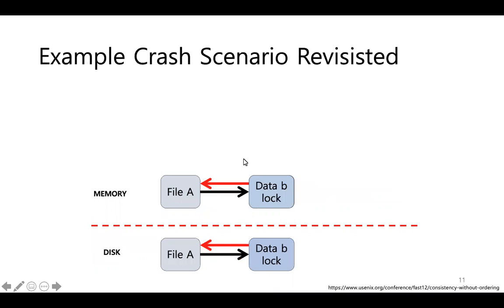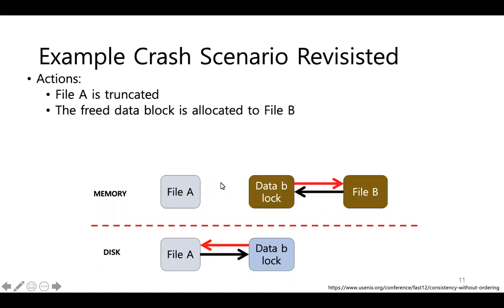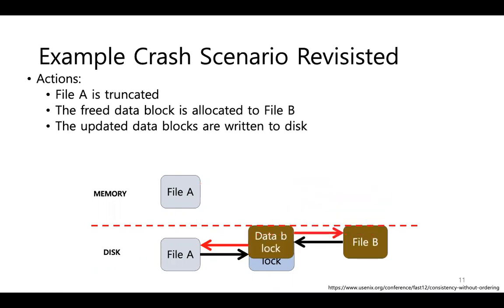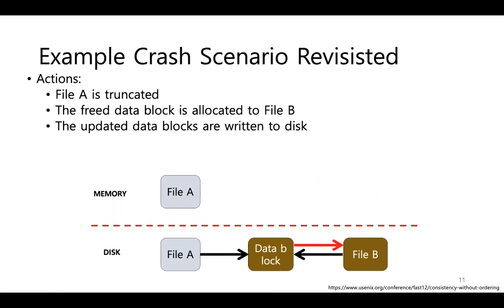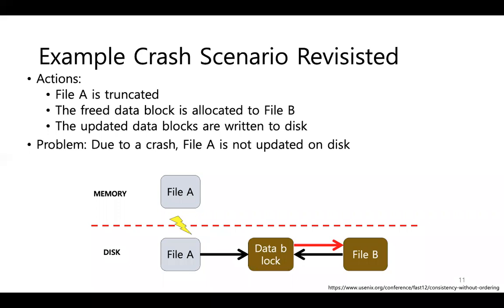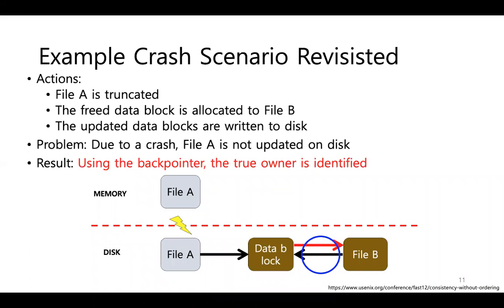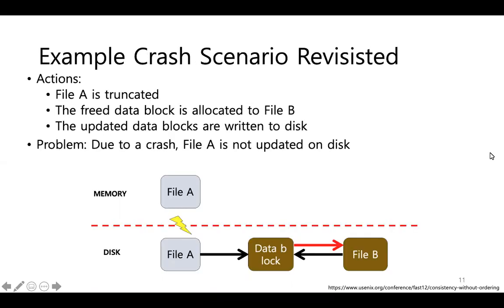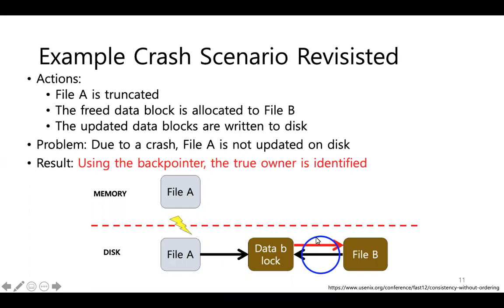So if we revisit this scenario as before, we have this file A, but now instead of just having the forward pointers as usual, we have these backpointers. And we truncate A again, and the data block is allocated to B. Now, the data block and file B are updated on disk, but we crash and file A is not updated on disk, so they both think they own the data block. When we read these blocks off the disk, what we can do is decide what file the data block is pointing to using the backpointer. So when we read these blocks now, we can know who the original owner is.